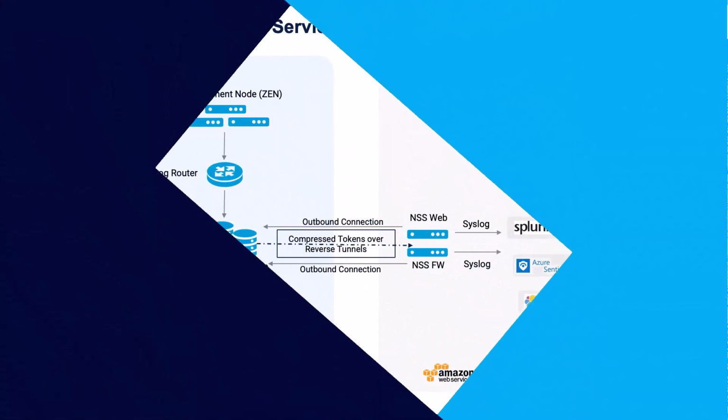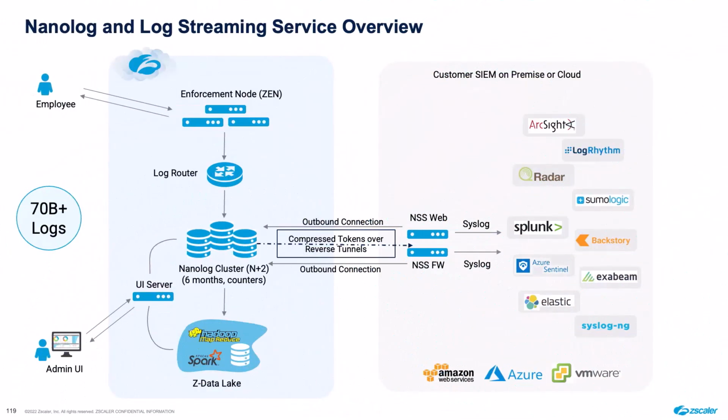Let's consider log streaming. So log streaming takes place at the Nanolog cluster. As those transactions flow through the Zero Trust Exchange, through the log router, to the log cluster, a decision can be made to stream those logs to your SIEM source solution. That may be hosted within your organization or within an infrastructure as a service platform. So how does that work?